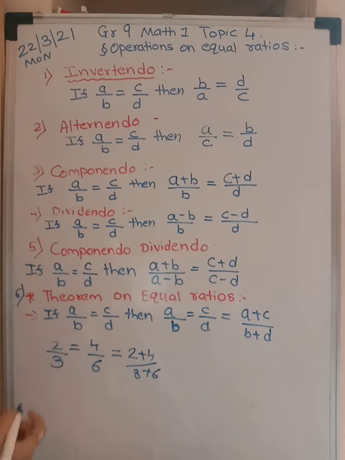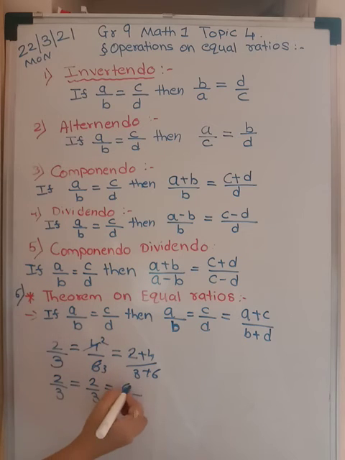Let us check. This is 2 upon 3, simplest ratio. 2 2s are 4 and 2 3s are 6. So this comes out to be 2 upon 3. 4 plus 2 is 6, 3 plus 6 is 9. This again, 3 2s are 6 and 3 3s are 9. We got 2 by 3 everywhere.